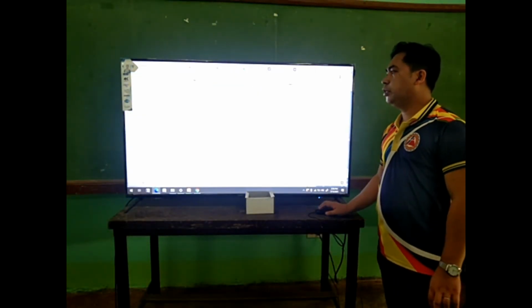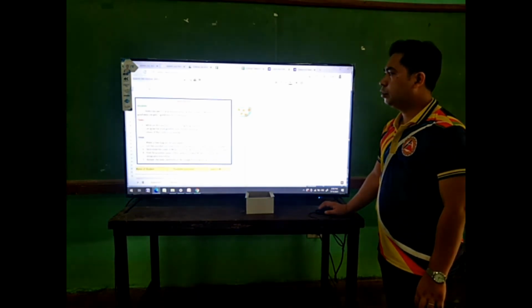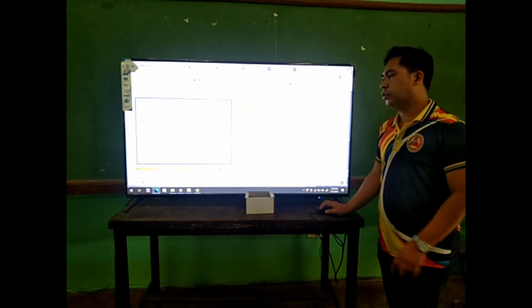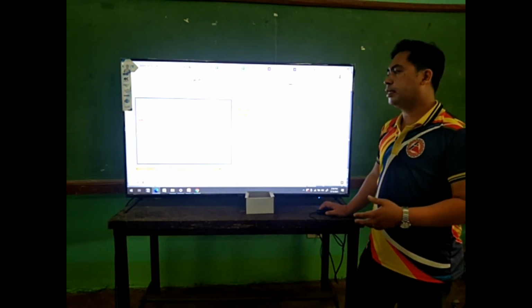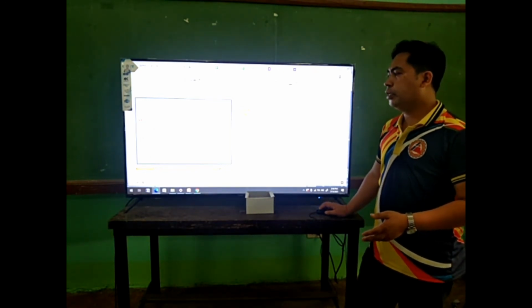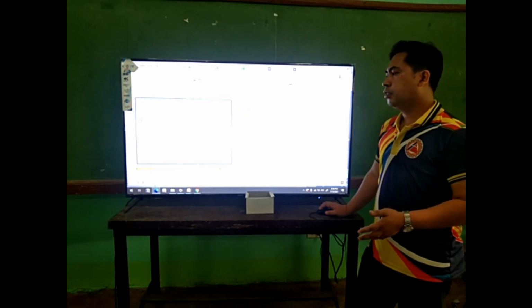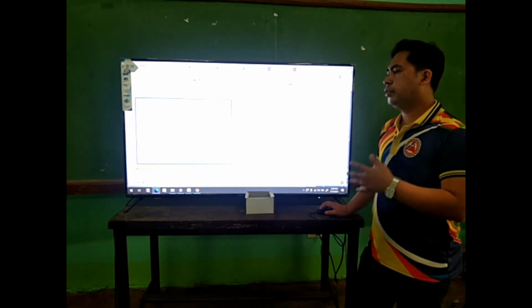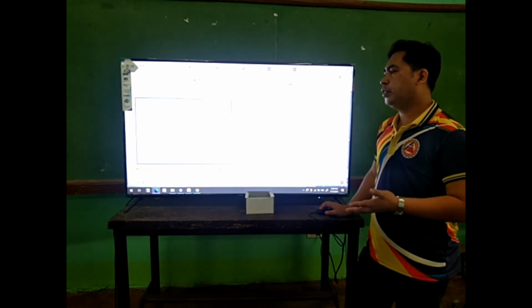Okay, so here you have the situation, the task, and the steps that you are going to do. In your group, you are going to make a tree diagram, then list the possible outcomes, then determine the values of these possible outcomes. Then after you are done with these steps, you are going to complete the given table.